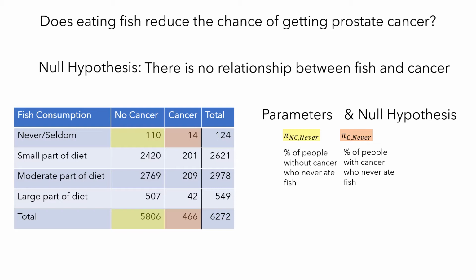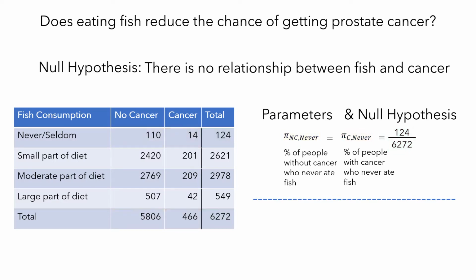Now, if the null hypothesis is true, and your diet has no impact on whether or not you get cancer, then these 2 percentages should be equal to each other, and they should both be equal to the overall proportion of people who never eat fish. And there would be 3 additional equations like this. But before we write those, let's look at a second way to specify the parameters and null hypothesis.